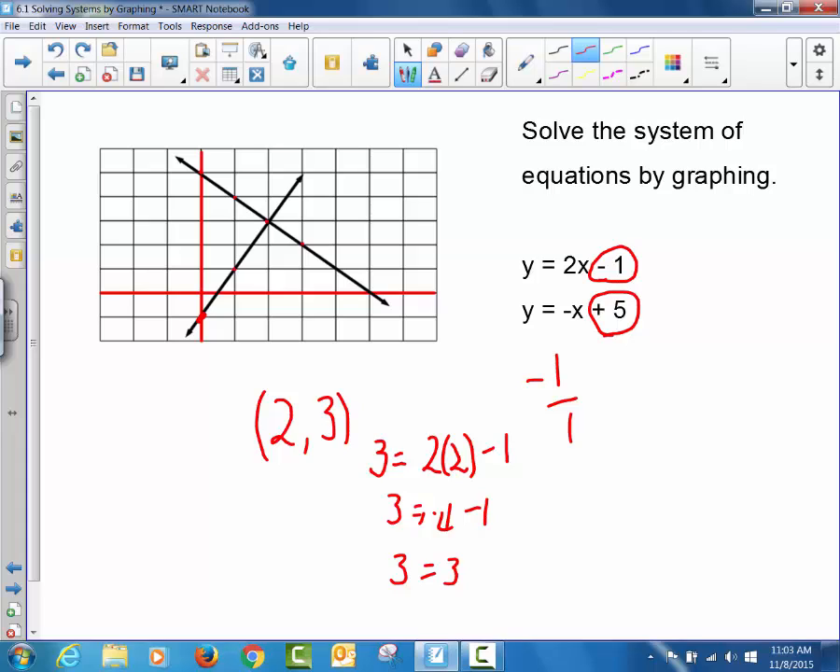We've got y equals negative x plus 5. So y, which is 3, equals negative x. x is 2, so that would be negative 2, plus 5. And that means we've got 3 equals negative 2 plus 5, which is 3. So we come up with a true statement. So see, the solution was true for both equations in the system.